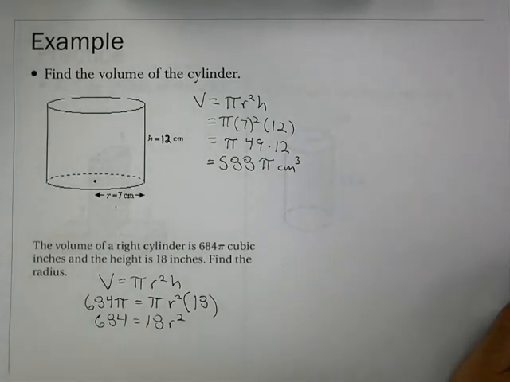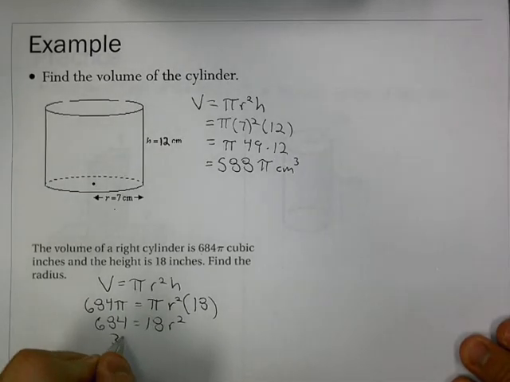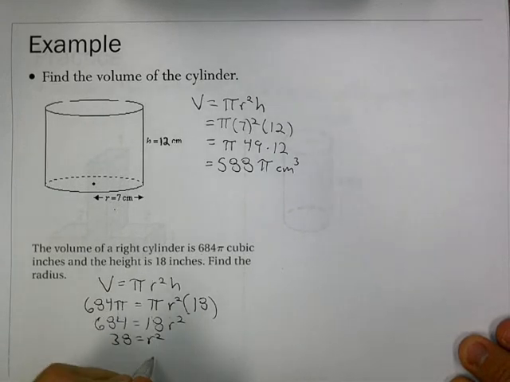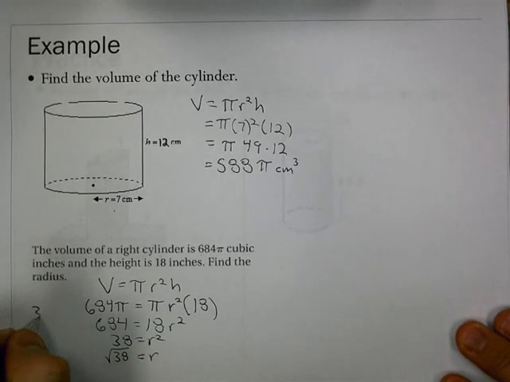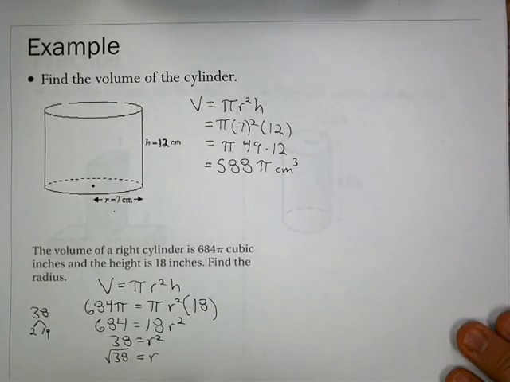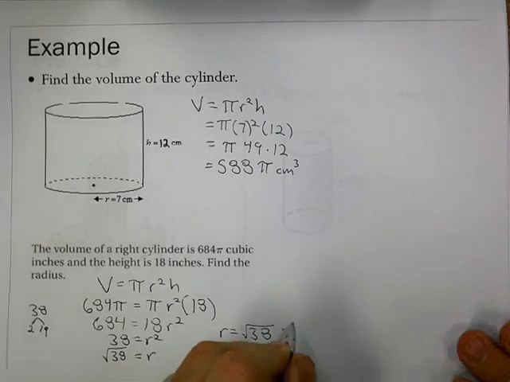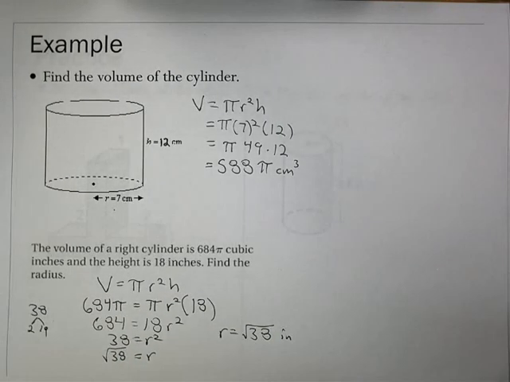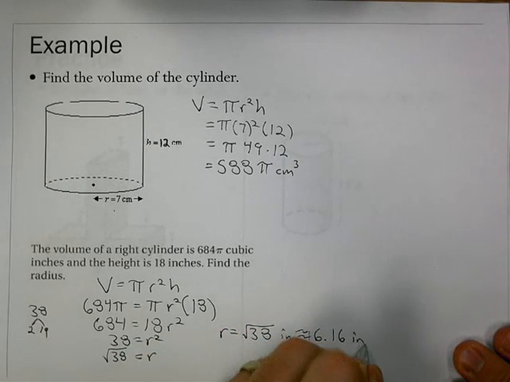Now I'm going to divide 684 by 18, and I get 38 equals r squared. Then take the square root of 38. We could just write root 38, or square root 38. If we look at 38 real quick, 38 is 2 times 19. Doesn't look like we'll be able to reduce it, so our radius is the square root of 38 inches. If we approximated that with our calculator, it's about 6.16 inches.